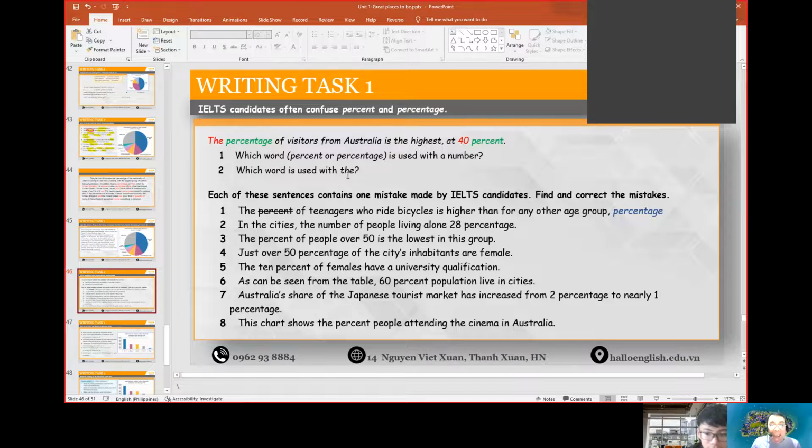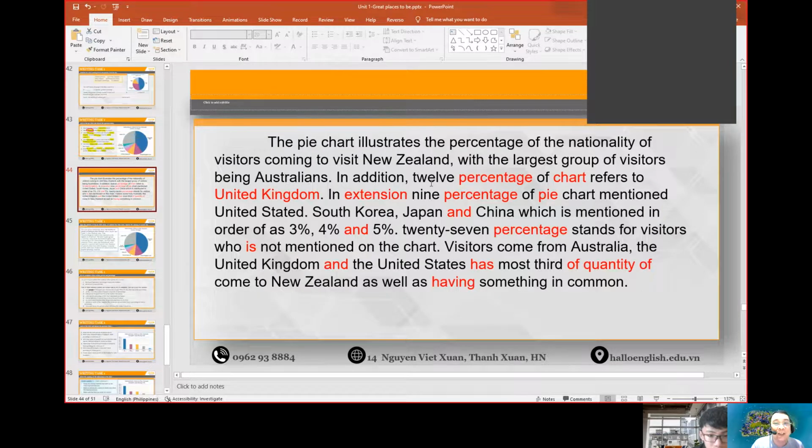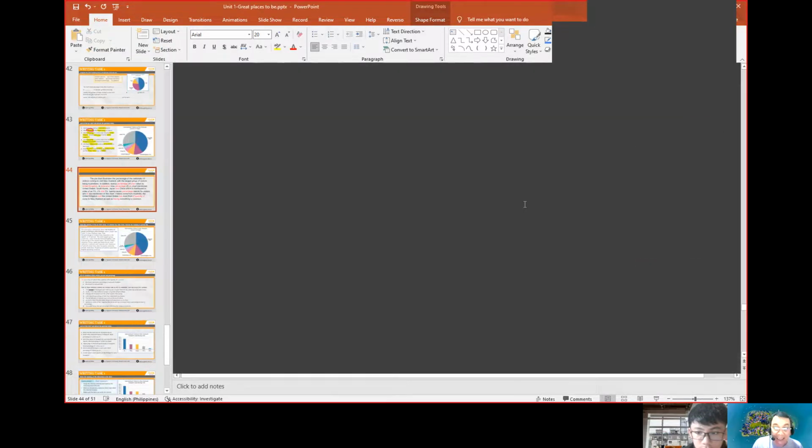Now remember, if we are going to use the word percentage, before the word percentage will be the. So, the percentage. But if we are talking of a number, whether it's a number word or a number like this, following after that would be percent. Now going back to your work. So you said 12. Therefore, following after 12 would be not percentage, but percent.